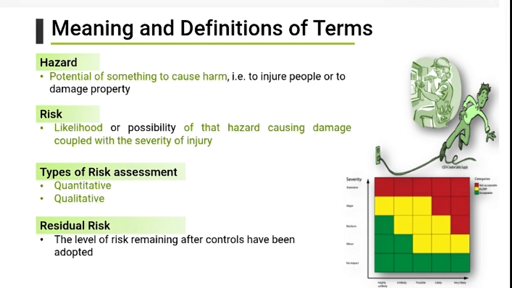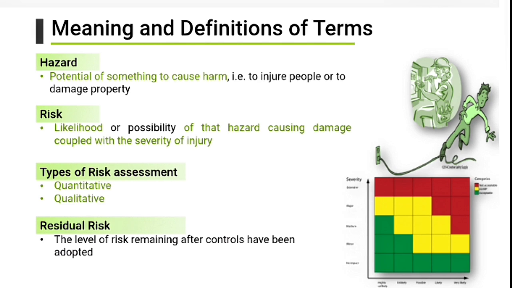The next term is risk. Risk is the probability or likelihood of an event or circumstance occurring that may have adverse effects on objectives. It involves the combination of the probability of an event and its consequences.